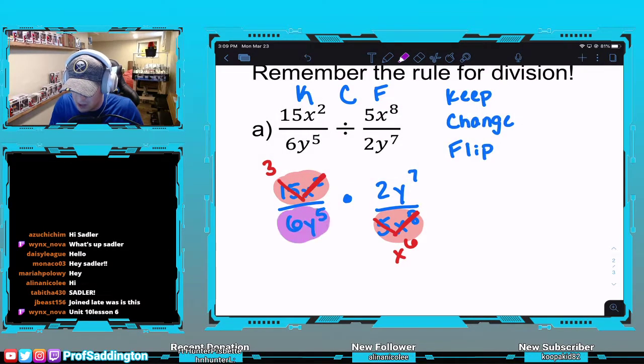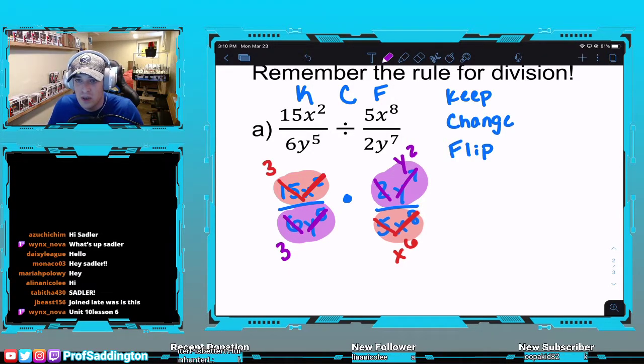So now I'm going to look at the 6y to the 5th and the 2y to the 7th and just see if anything cancels out. In this case, we can divide the 6 and 2 by 2. So this 2 is going to cancel out, and this 6 becomes a 3. We can take 5 y's out of each of these. So this is going to cancel. This is going to become y squared.